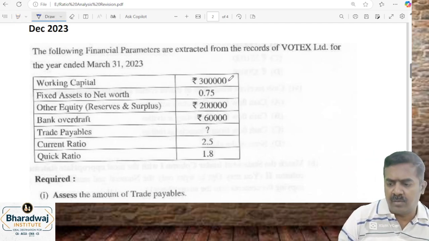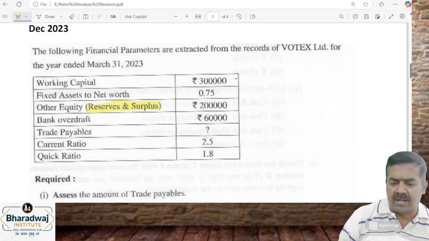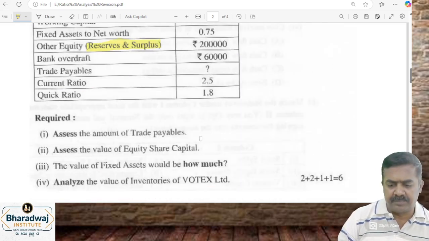We are given working capital, fixed asset to net worth, and other equity, which means reserves and surplus. Other equity is not equity share capital; they mean reserves and surplus. Bank OD is given, trade payable they ask you, and current ratio and quick ratio are given.